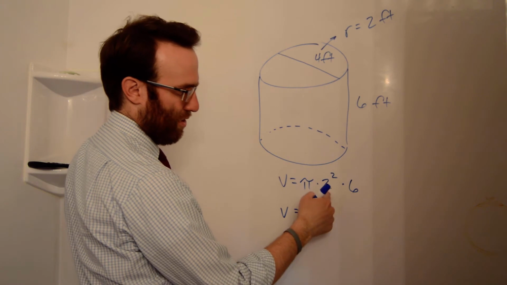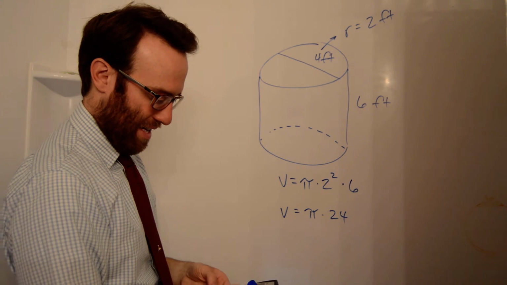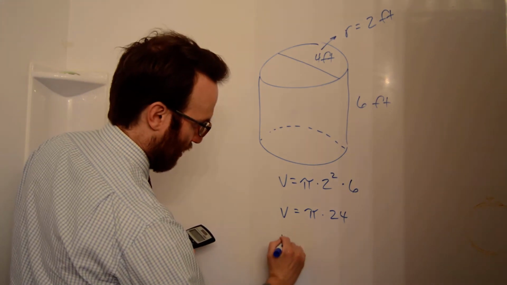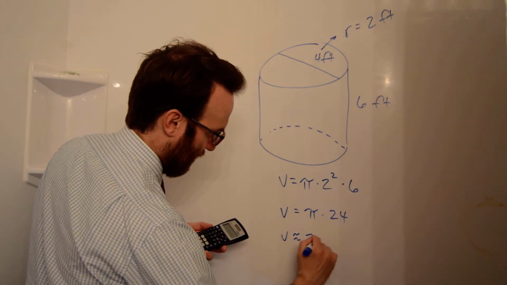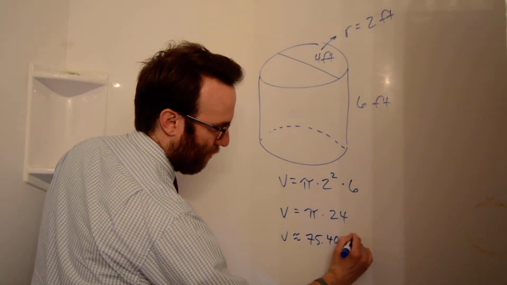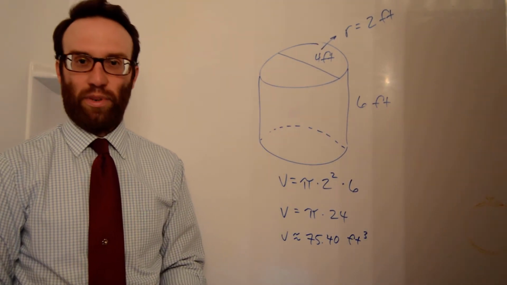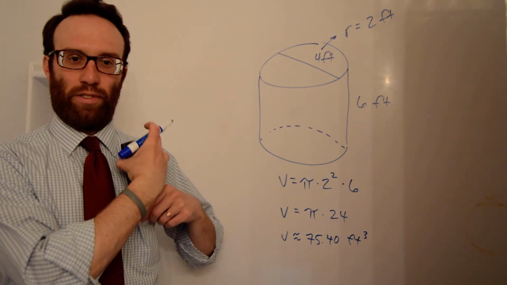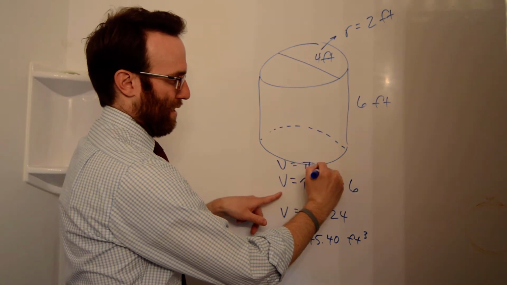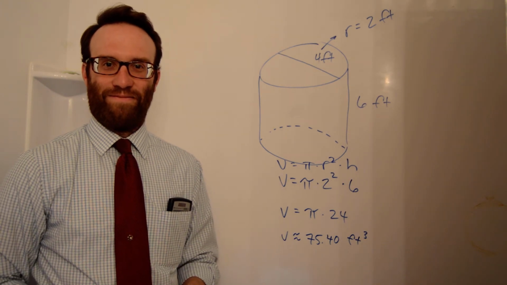Pi times 2 squared is 4, times 6 is 24, and I will get my calculator out. 24 times pi is going to be approximately 75.40, and then we're going to use feet cubed, or cubic feet, whichever you would prefer there, because it is three-dimensional, so we have that exponent of 3. Okay. So again, volume equals pi times r squared times h. Sound good? Alright, on to the next one.